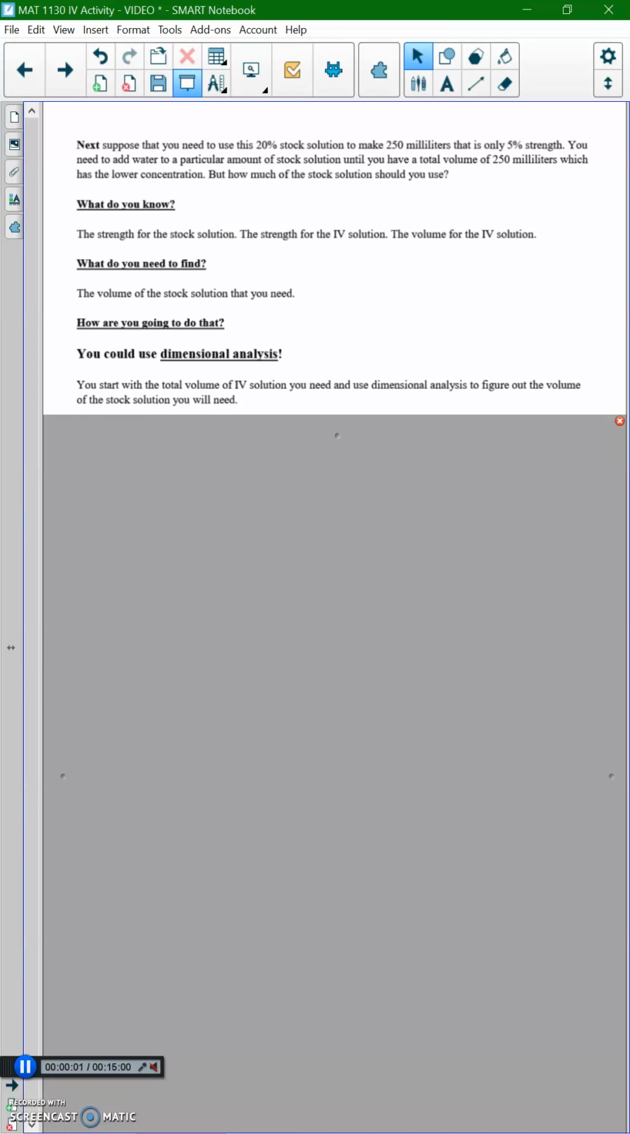All right, now that we've done a review of strength of solutions, we're ready to jump in and actually prepare some IV bags. So let's take a look at this first example. We're told next, suppose that you need to use this 20% stock solution to make 250 milliliters that is only 5% strength. You need to add water to a particular amount of stock solution until you have a total volume of 250 milliliters, which has the lower concentration. So that's the dilution we are doing.